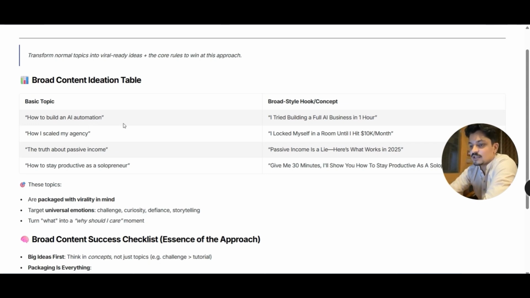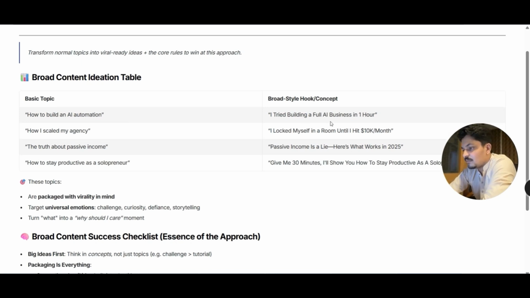Now, if I have to add a concept to this basic topic, it is going to be something like, I tried building a full AI business in 1 hour, right? Now you can see that this has a challenge. The challenge is the concept in this title, and you can see how this is looking way better than this, right?